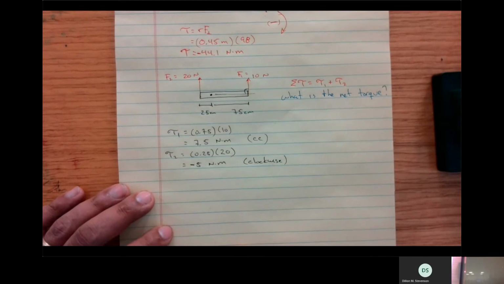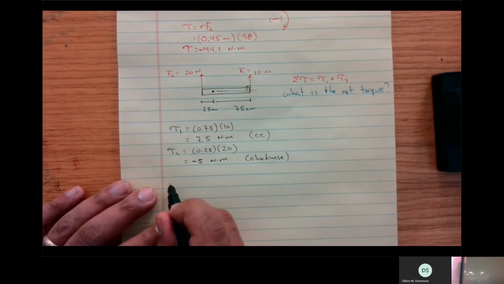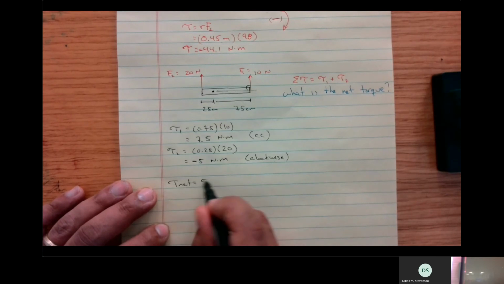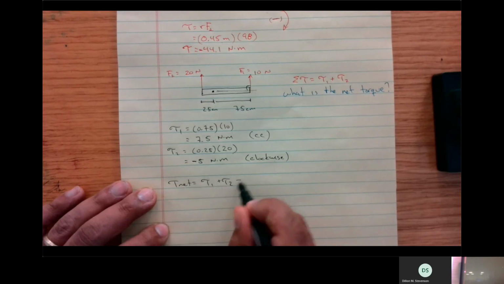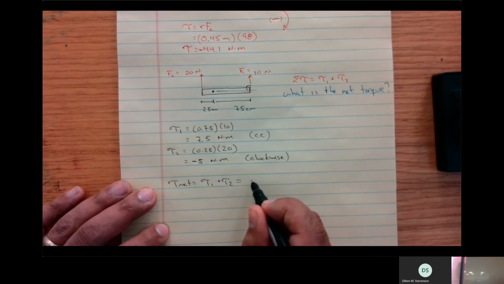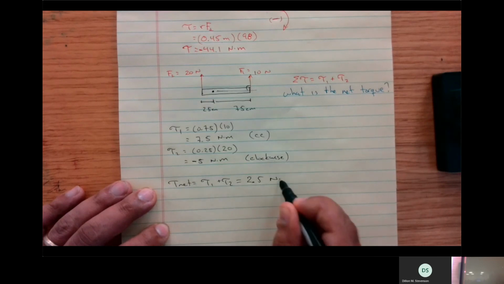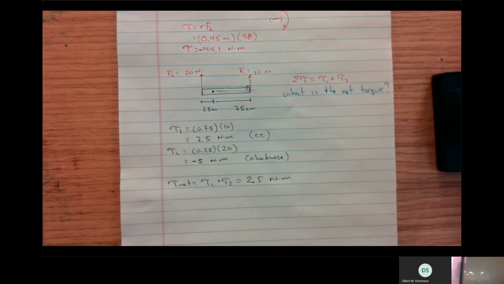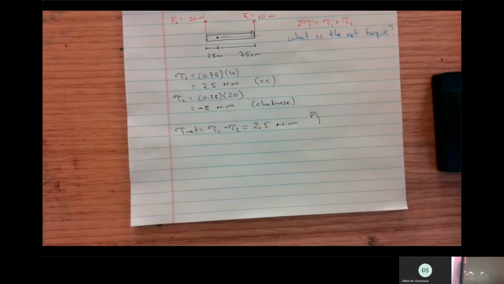Okay. So the net torque is tau 1 plus tau 2. This will be 2.5 newton meters. So this thing will be rotating counterclockwise. So this will be rotating like this. Okay. Make sense?